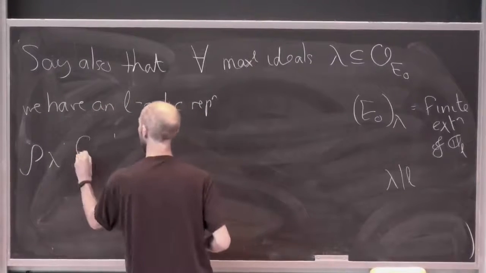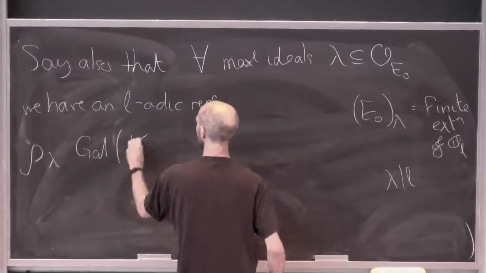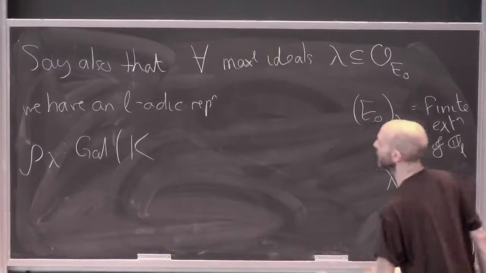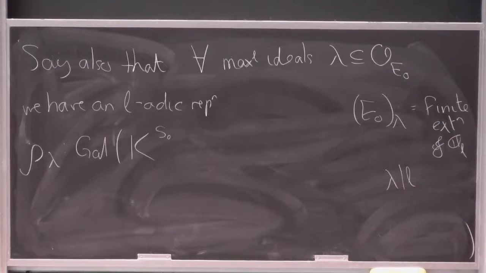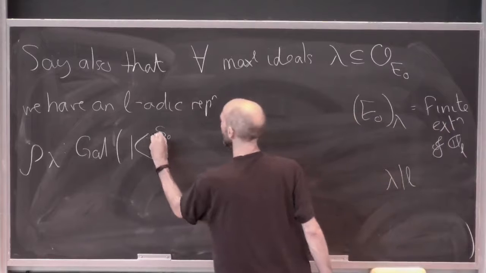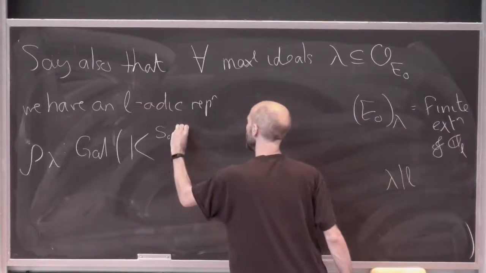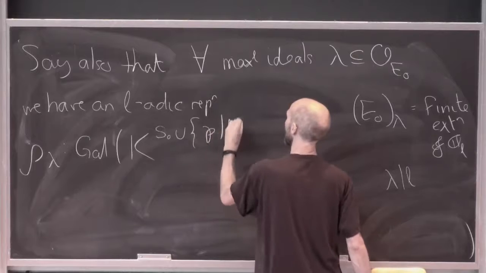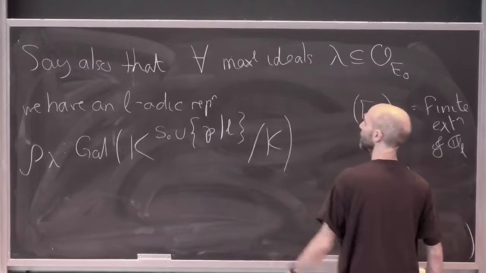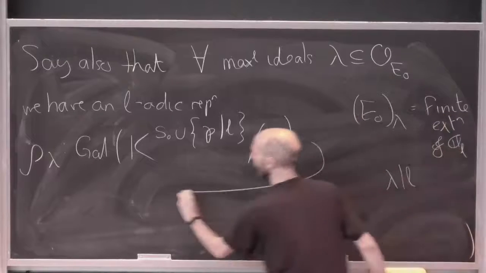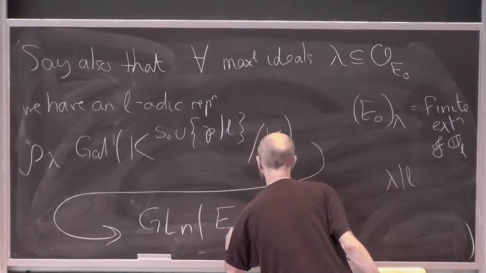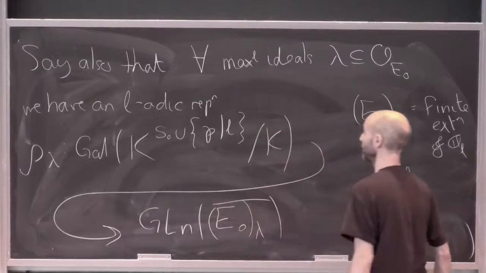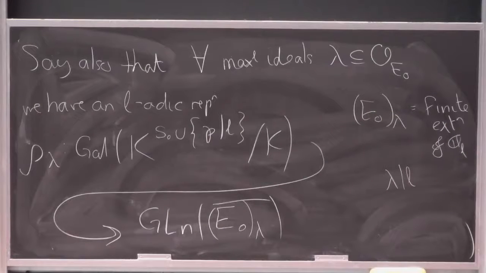and it's going to go from Gal, well, K, where's this, well, I've got this S0, so I'm going to put S0 up here. This Galois representation is maybe going to be ramified at S0, but I also want to allow it to be ramified at all the primes dividing L. So this is the union of the P dividing L over K. I've got a representation from this Galois group here to GLN of, let's complete, right, E0 lambda. There, I'll take the algebraic closure, why not? Let's say I've got one of those.